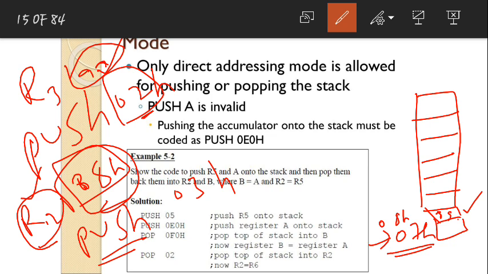So now 08 is incremented by 1, that means it will become 09, that means this place. So here 99 will be stored, because in 03 I have 99, I am writing push 03. So whatever is inside this 03, I am trying to push it onto this stack.